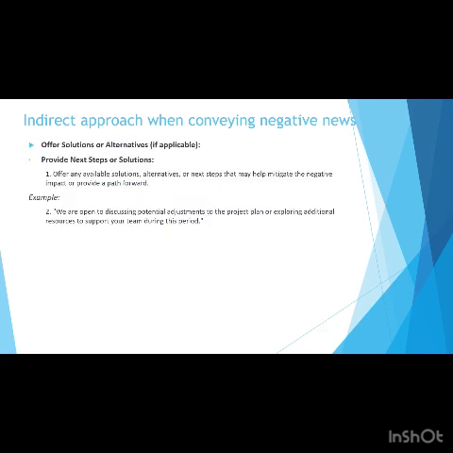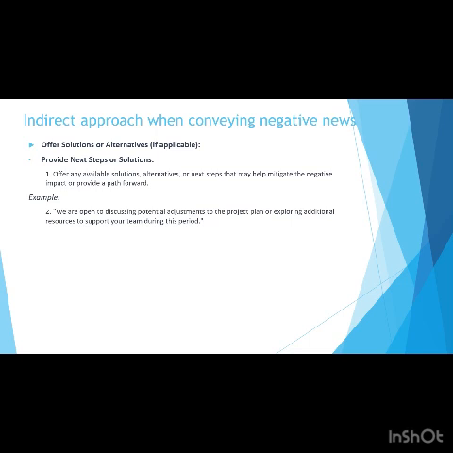And the last step here is offering solutions or alternatives if applicable. So you're going to be providing next steps or solutions where you suggest possible solutions or alternatives that can help mitigate the negative impact. So for example, we are open to discussing potential adjustments to the project plan or exploring additional resources to support your team during this period. So here, offering solutions not only demonstrates support, but also empowers the recipient to engage in problem solving, reducing feelings of helplessness.